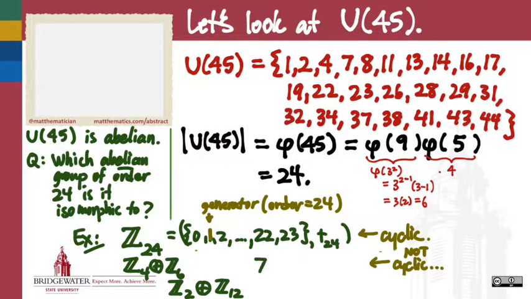What if I drag in a third factor? What about Z2, Z2, Z6? What do we think about whether this is the same as or not the same as anything we've already got up here on the screen?